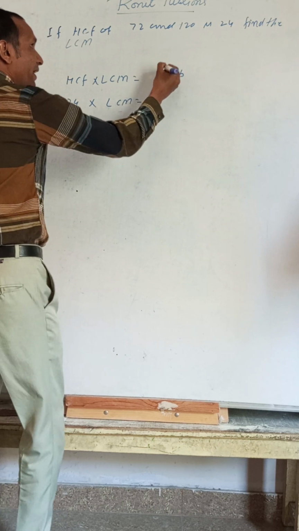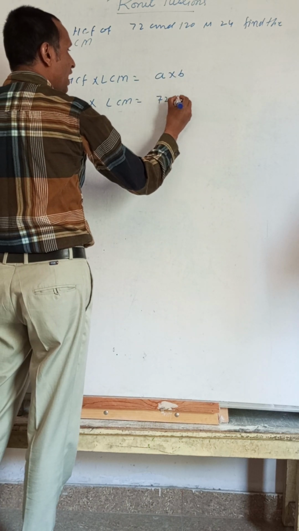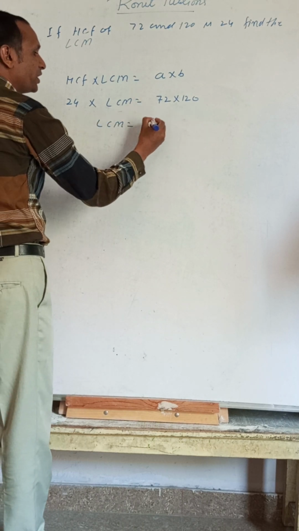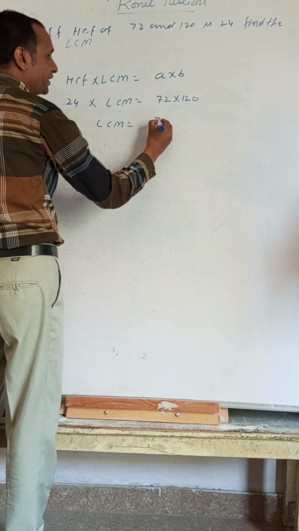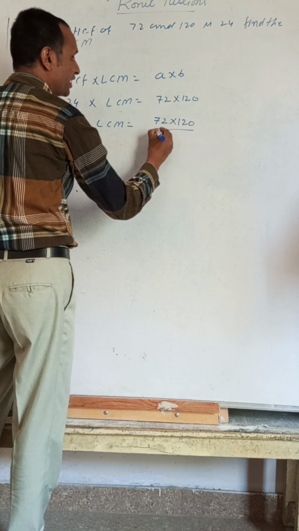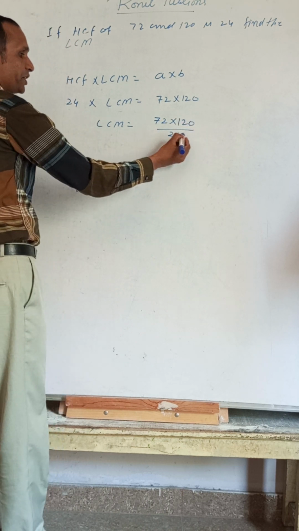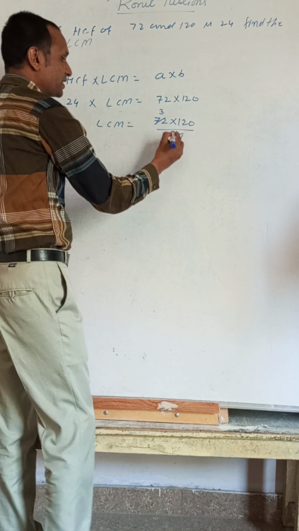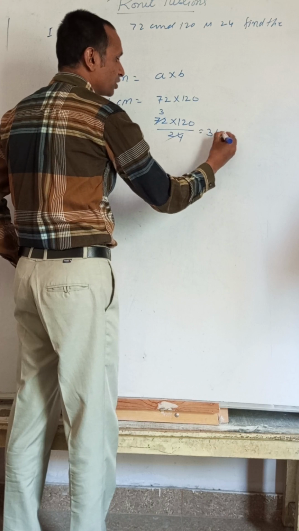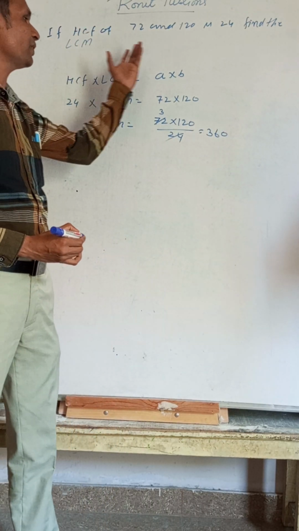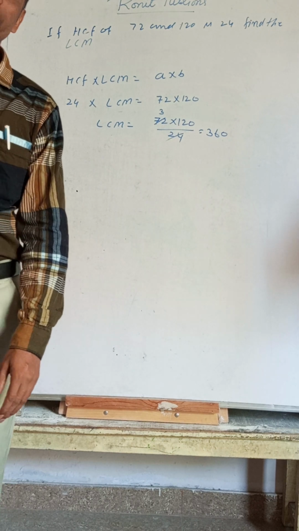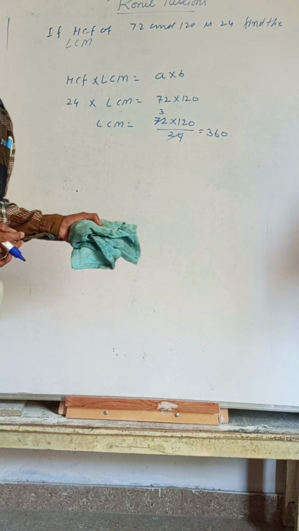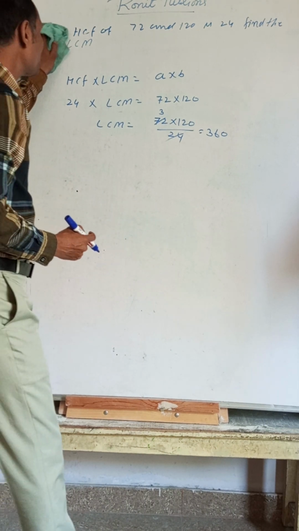So here the HCF is given as 24 and we are going to find the LCM. LCM is equal to A into B by HCF, which is 72 into 120 divided by 24. 24 ones are 24, 24 threes are 72, 12 threes are 36, and with one 0 it is 360. So the LCM of the given numbers is 360. This is the first question asked in the NCERT textbook of the 10th standard. Next question.